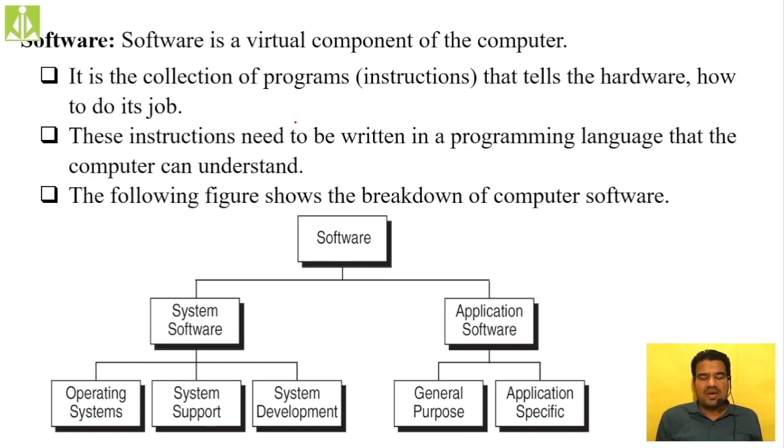Here you have the figure which tells you the decomposition or the division of different software. Software is broadly divided into two categories: system software and application software. System software generally does the system related stuff, and application software will interact with the user and satisfy the user needs. System software focuses more on the computer hardware, on how to run the computer hardware efficiently. That is the job of your system software.